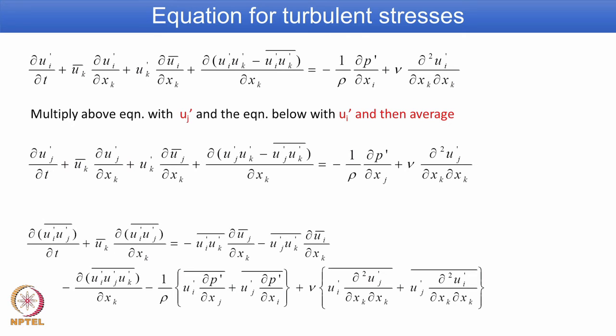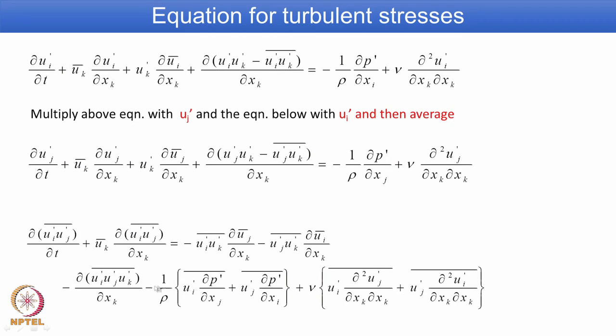It is purely arithmetic and it is possible to obtain the final expression as shown here. Now, if you look at this expression, the variable term is actually ui prime uj prime bar, that is a variable in this equation. Hence, our starting desire is to get an additional PDE for this unknown.